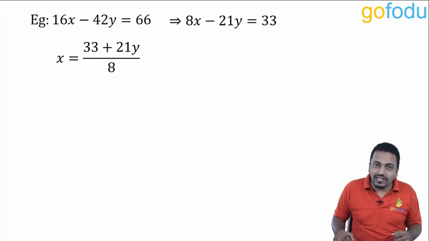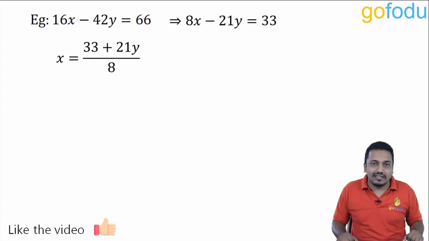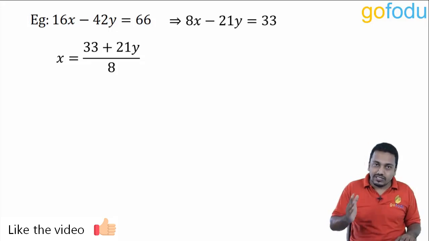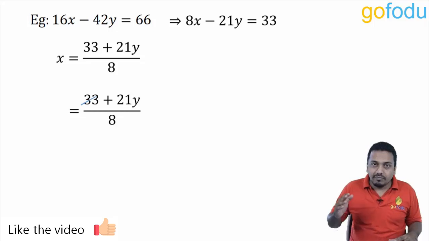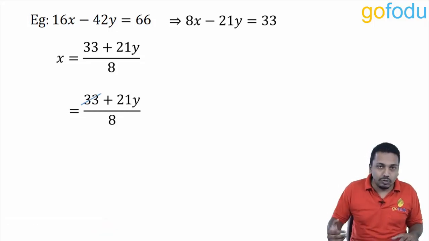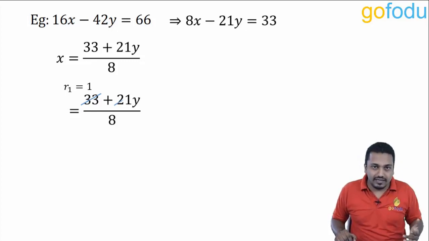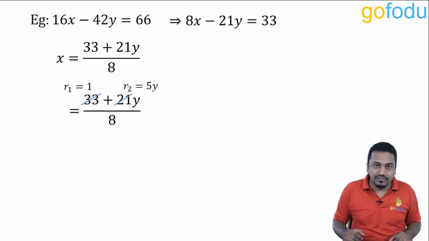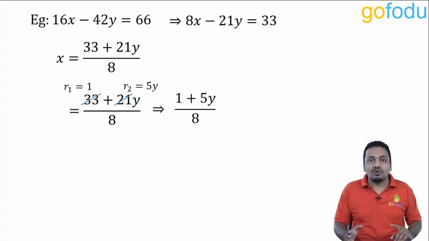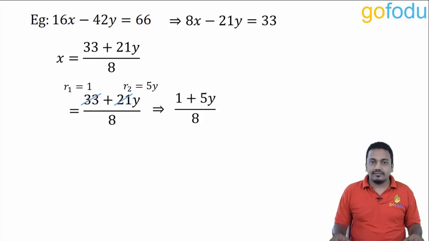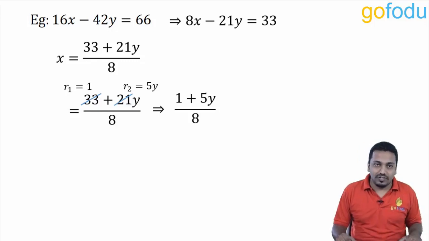For integral values of x, 33 plus 21y should get completely divisible by 8. Now a little use of concepts of remainders from the number system. 33 divided by 8. 8 fours are 32, the remainder is 1. And 21y divided by 8, the remainder is 5y. So basically, for complete division, this 1 plus 5y should be completely divisible by 8. And for that, 1 plus 5y should be a multiple of 8.